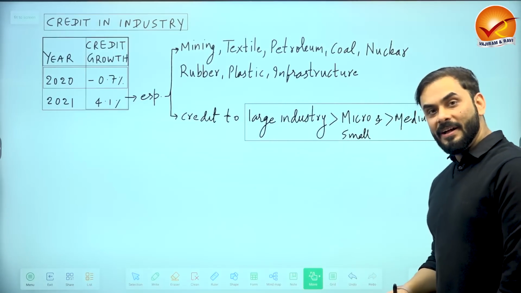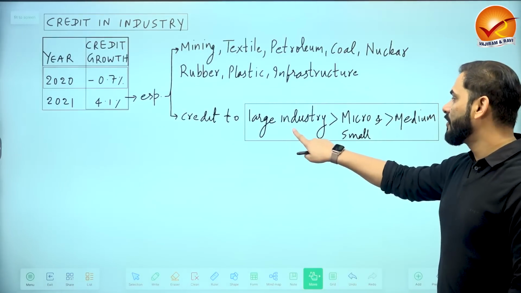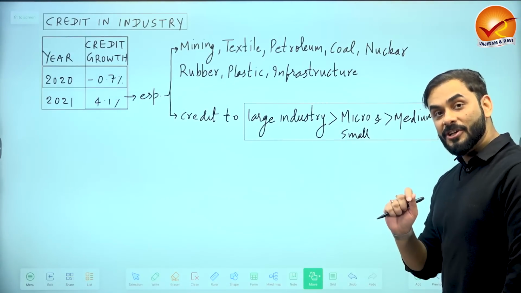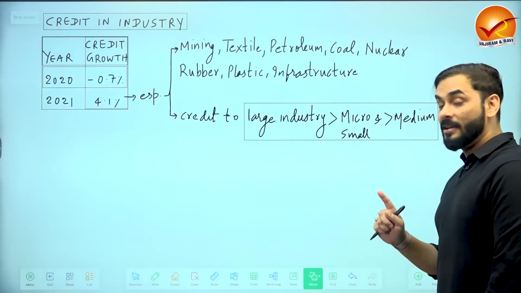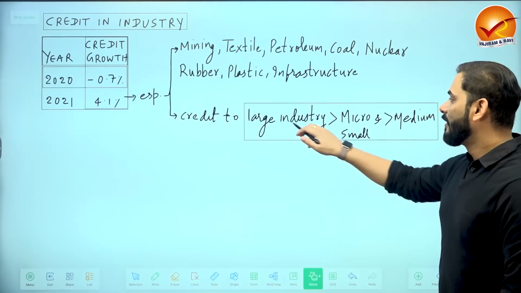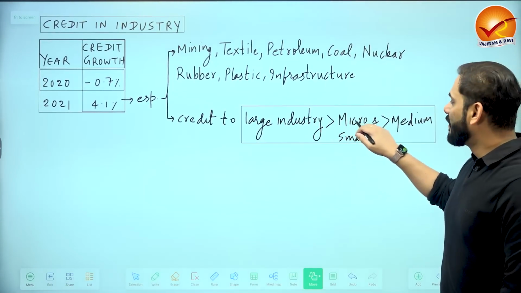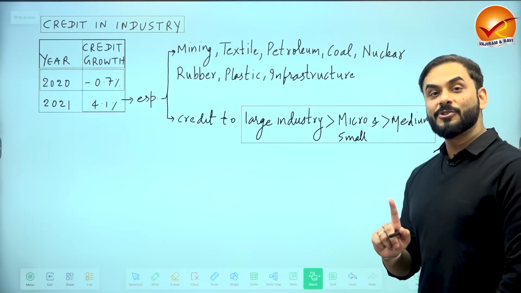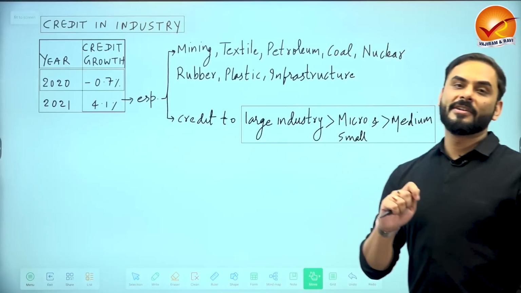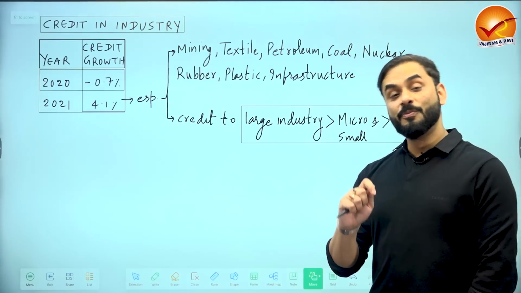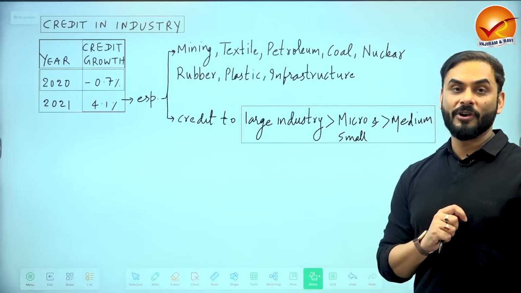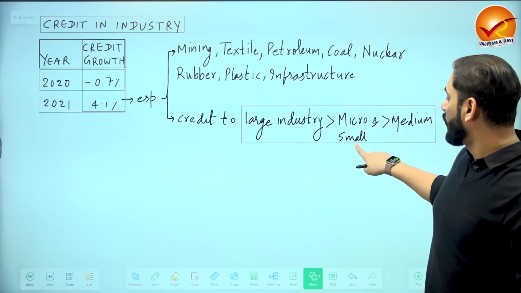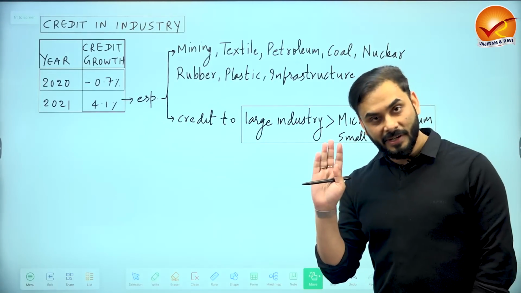If you divide Indian industries into different parts, like large industry, micro and small industry, medium industry, in which industry is more money going? In the last 1 year, where has more money gone? Large industries. And then micro and small, and then medium. In UPSC, they might ask you this question in prelims, which industry took more credit after the COVID lockdown started to be normalized. Large industries are taking more credit, then micro and small, and then medium. This is the trend.